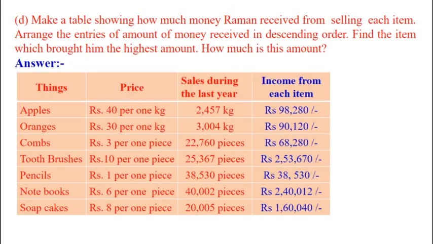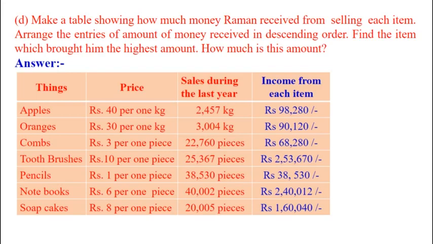Next question, make a table showing how much money Raman received from selling each item. Arrange the entries of amount of money received in descending order. Find the item which brought him the highest amount. How much is this amount? So we have to answer all these questions one by one. So the first three columns are given in the question, and the last column in the blue letters are the answers of the first question. That means, what is the income Raman received from selling each item?